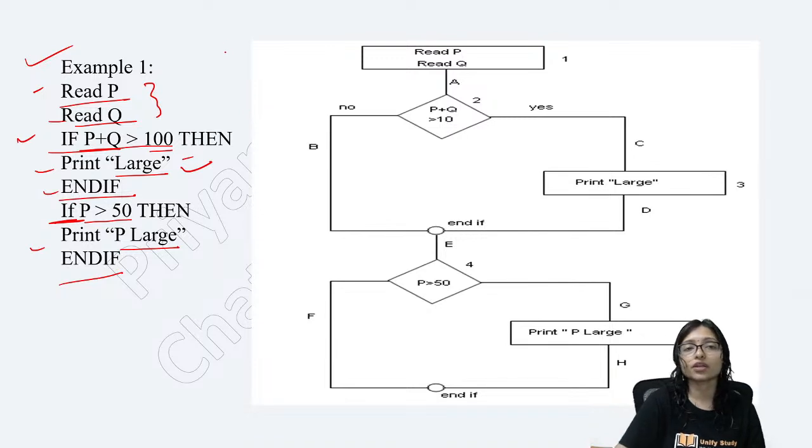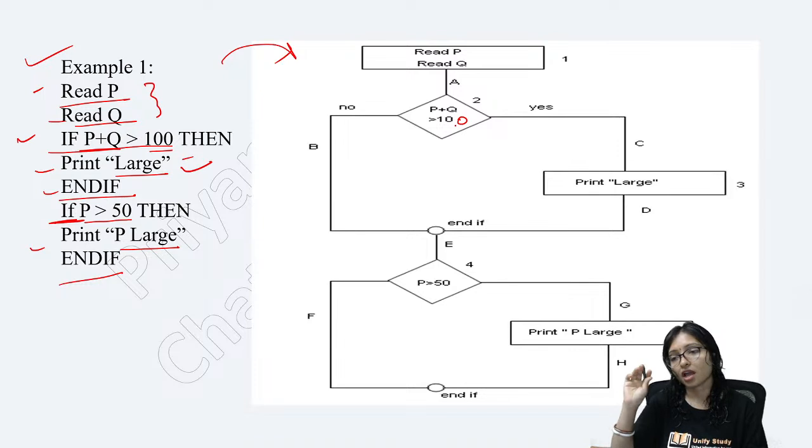Now we are going to convert this program into a flow graph. How to convert it? See that. Here the input statement, this is statement number 1.